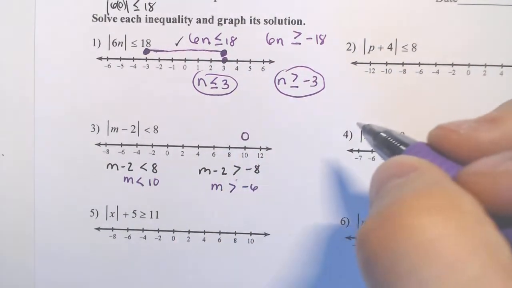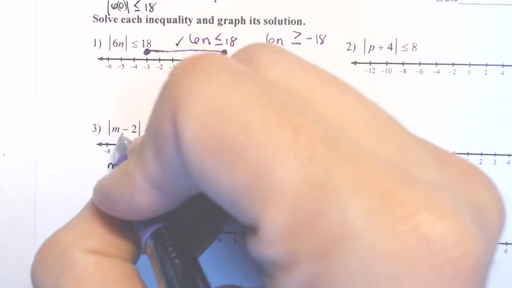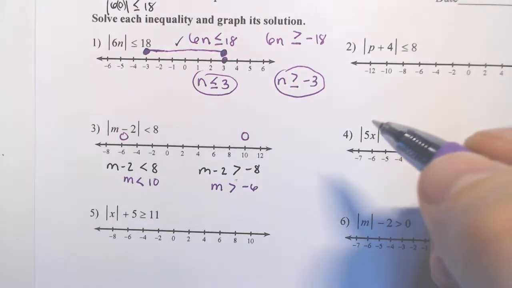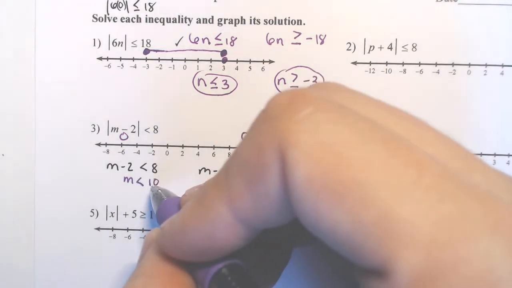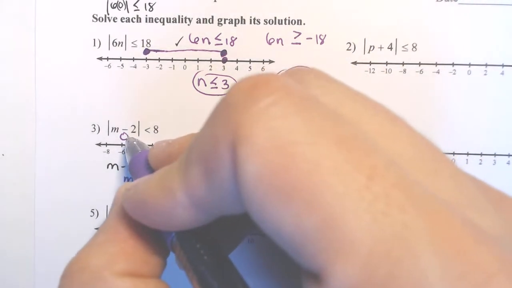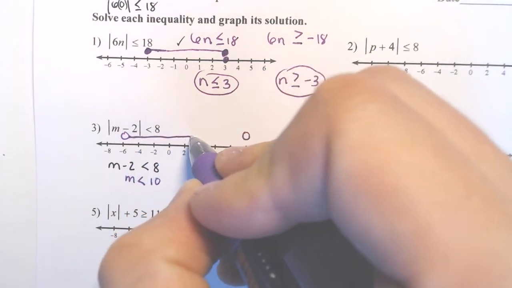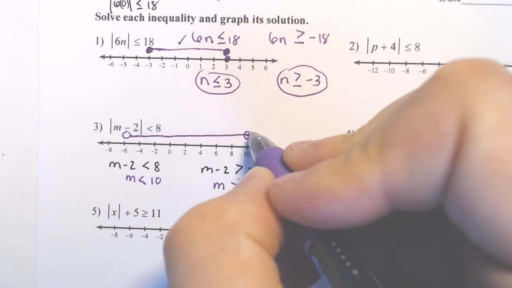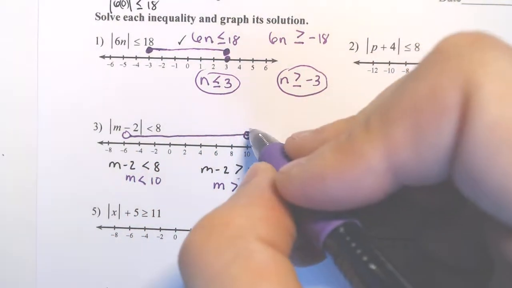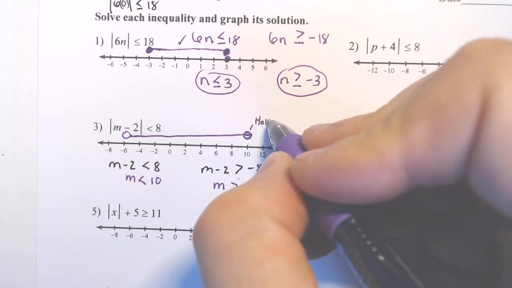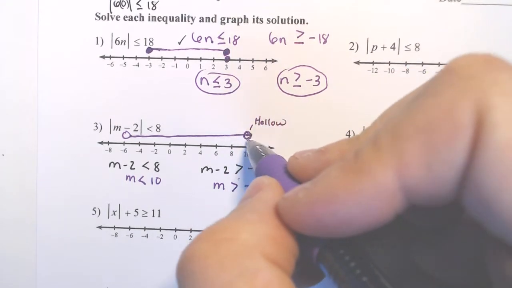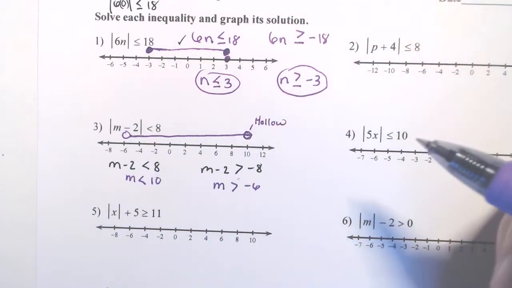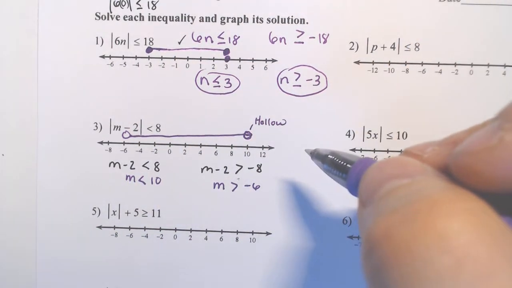Hollow circle, and hollow circle because it doesn't have the equal sign. We are less than 10 but greater than negative 6, so greater than negative 6 going to the right of that, and didn't mean to go that far, that should be still hollow. Still hollow. Less than the 10, so going to the left of the 10. And it's an in-between as well.